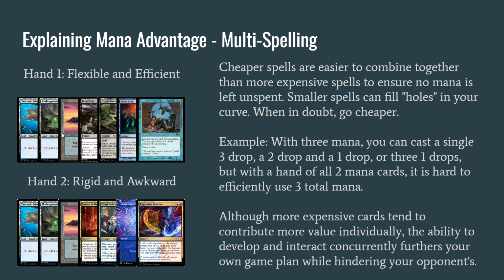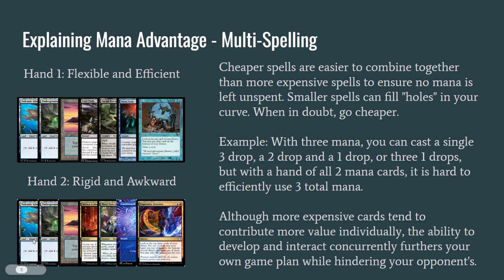So, if we look at this first hand, it's Volcanic Island, Underground Sea, Island, Fatal Push, Orcish Bowmasters, Mana Leak, Opt. Turn 1, you can play either Fatal Push or Opt. So you've got flexibility in your turn 1 play. Turn 2, you can play Orcish Bowmasters or Mana Leak. That's flexibility in your turn 2 play. And then turn 3, you still are going to have a combination of a 1-drop and a 2-drop. And this makes it very flexible, and you're still using all of your mana, even though you're not playing a 3-drop. You might not play a 3-drop on 3, but you play a 1-drop and a 2-drop on 3.